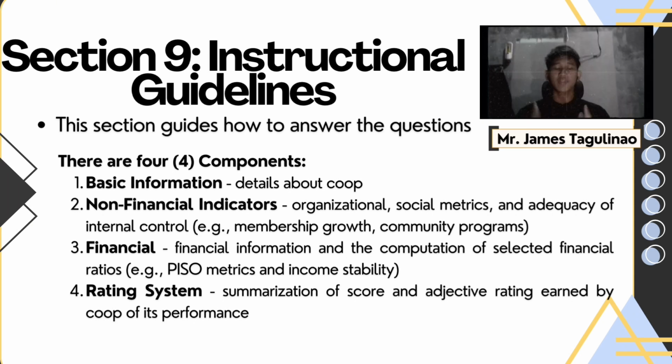Section 9 does not only tell us what to answer, but also how the answers are organized, from basic information to non-financial and financial performance, and finally to the overall rating of the cooperative's performance. Overall, Section 9 makes sure that the questionnaire is answered in an organized and complete way, so the performance audit becomes more accurate, fair, and easy to interpret.